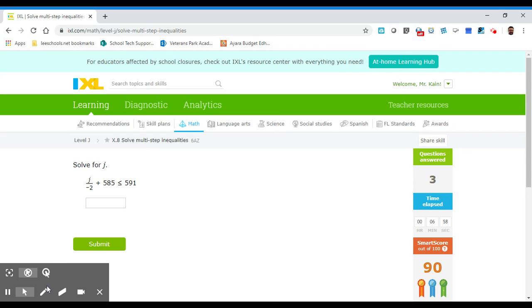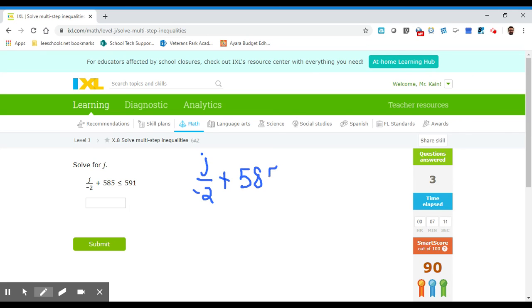Okay, take a look at the next level. It is challenge zone. This is where the rubber really meets the road here. Let's write our problem down. j divided by -2 plus 585 will be the set of numbers that are less than or equal to the number 591. Okay. So, same process, but we're going to circle the stuff we want to get rid of. And we're going to start with our add subtract term, which is this one, minus 585 on the left and minus 585 on the right.